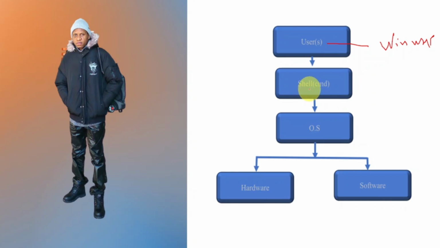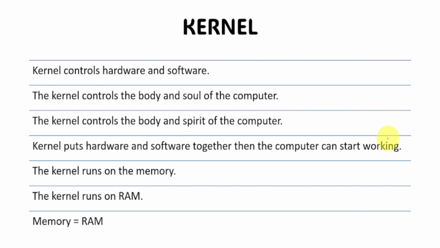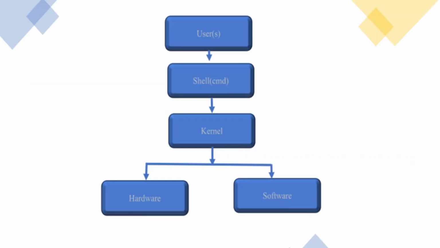So this one is the shell where you type the command, for example, ping www.google.com. You type it there. Now this one is the operating system. And then this one is the hardware, this one the software. So this one is the kernel. That's what I put like this, that way you guys gonna have an idea, for you guys to understand.